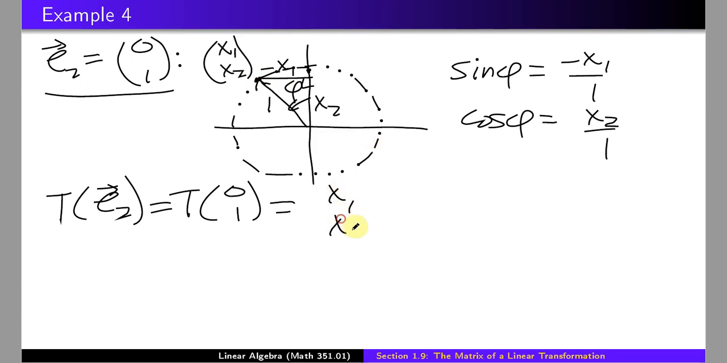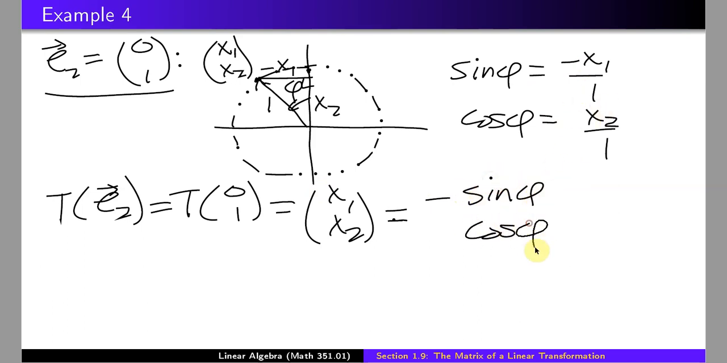Okay, so we'll end up at x1, x2, where specifically we end up with minus x, or hold on, back up. Yeah, so x1 would be minus sine of phi, and then x2 is going to be cosine of phi. There we go. Okay, so therefore we can write down what the standard matrix for this linear transformation would be.